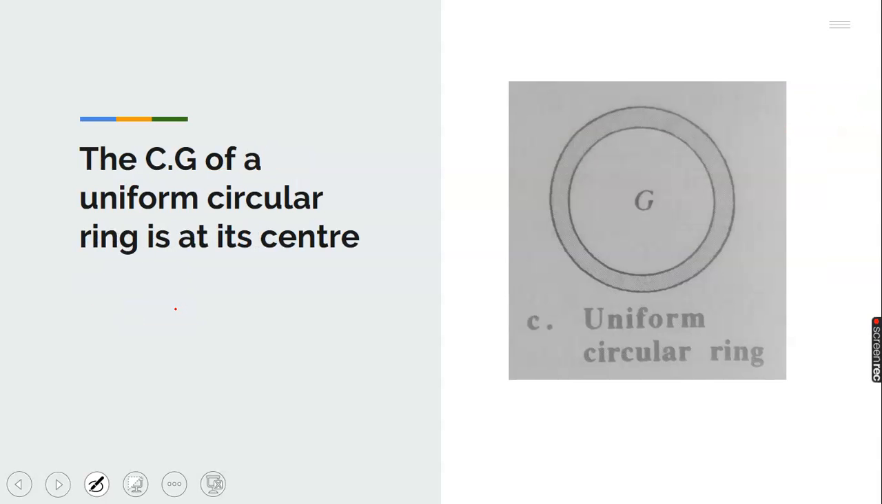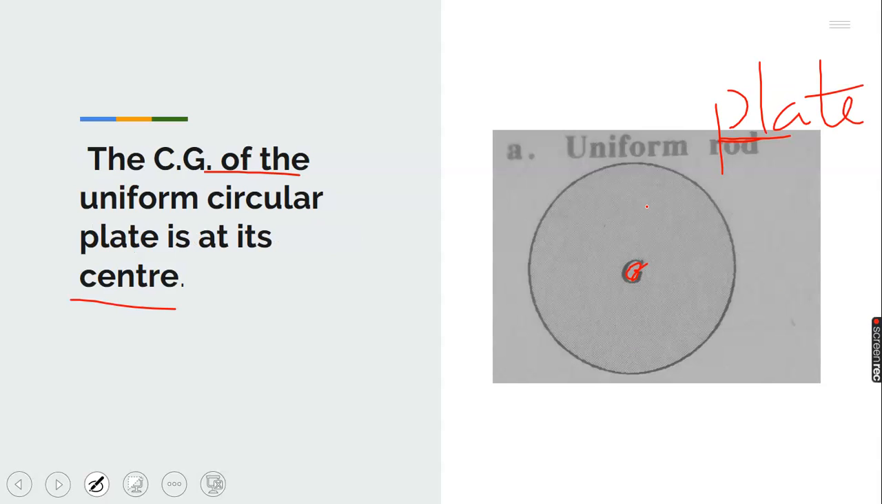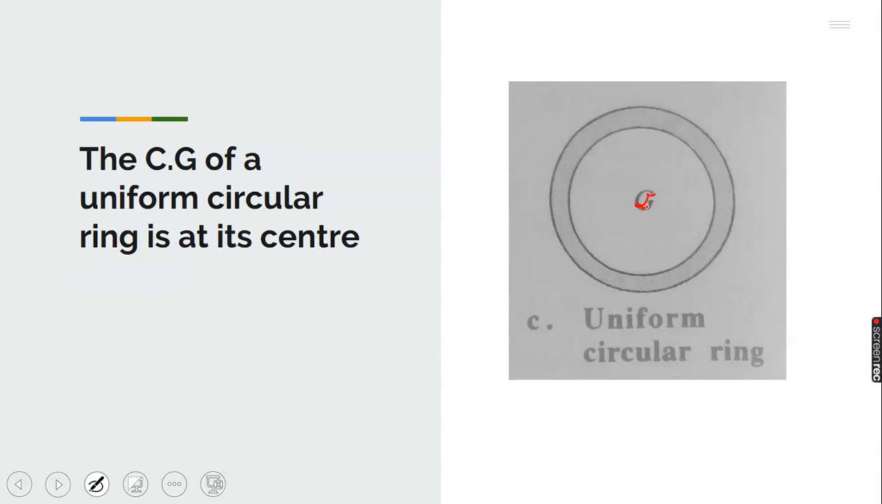Now, the center of gravity of a uniform circular ring is also at the center. Look at this, it's a complete plate, but when this side is cut off, the center of gravity is still at the center.